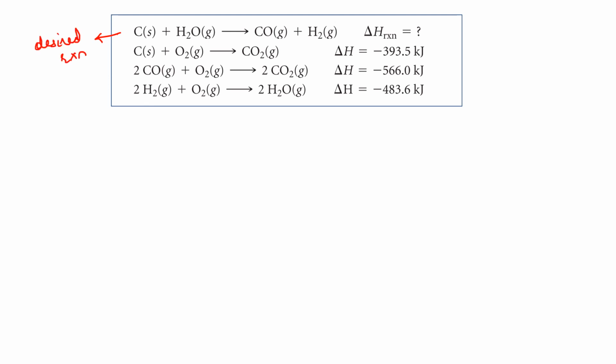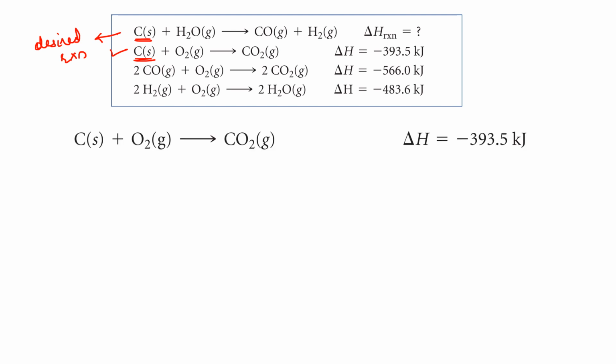Now we will compare this reaction with the other three reactions given. First of all, in the first reaction, the carbon is on the reactant side and in the desired reaction also it is on the reactant side. So we will leave this reaction as such. For this reaction the delta H is minus 393.5 kilojoules.